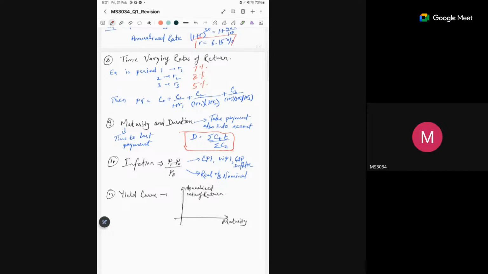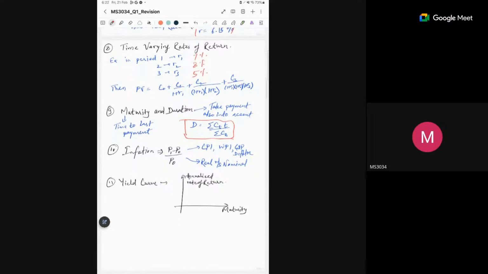Inflation is nothing but the change in the price level. And this price level, we calculate in the form of CPI, consumer price index, wholesale price index, or the GDP deflator. And the pros and cons of these three price indices are discussed in the lectures. You should note why CPI is preferred, what the benefits of GDP deflator are, and what the cons of GDP deflator are. These are discussed in the lectures and slides, so you should know that.